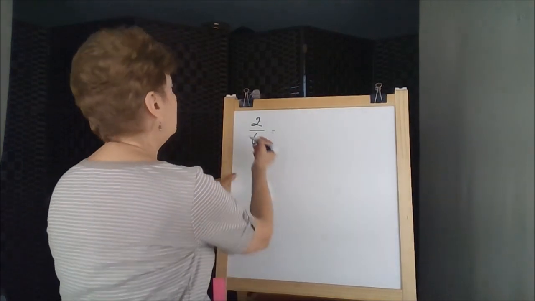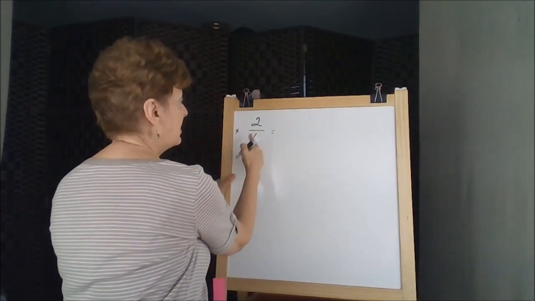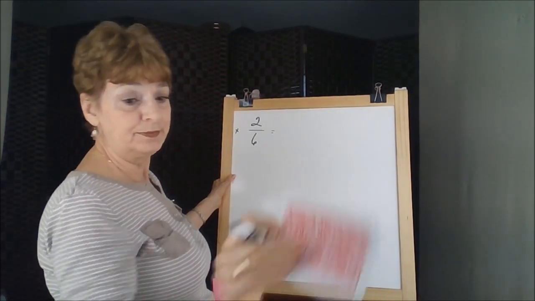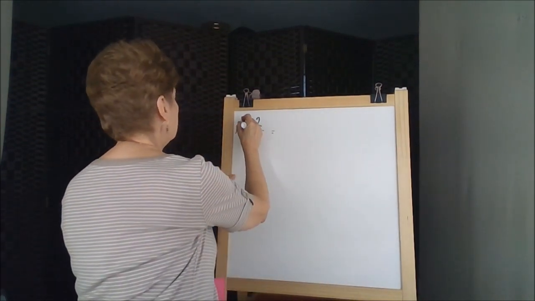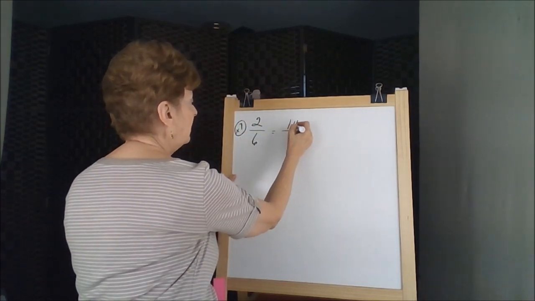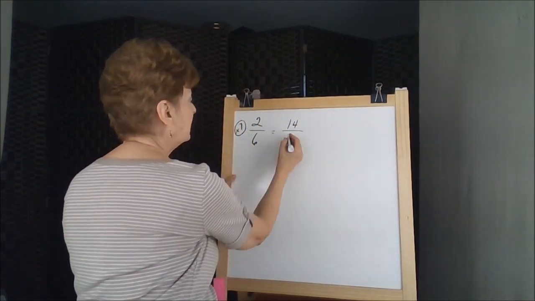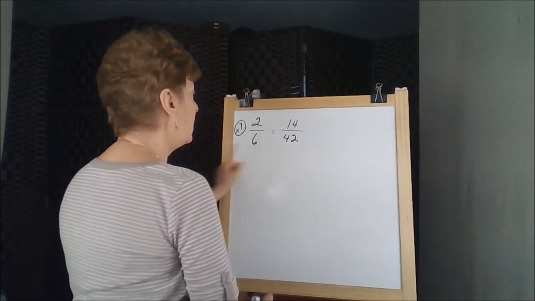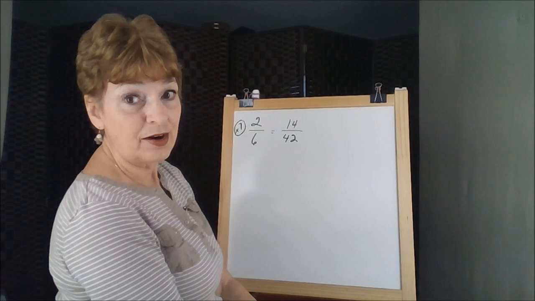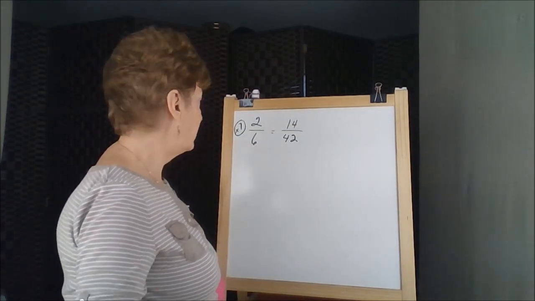For example, we could multiply this by 7. 7 times 2 is 14. 7 times 6, 42. 2/6 and 14/42 are equivalent fractions.